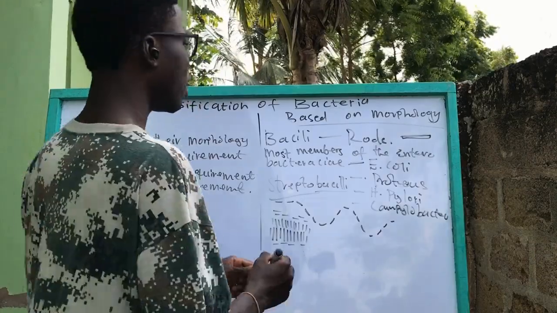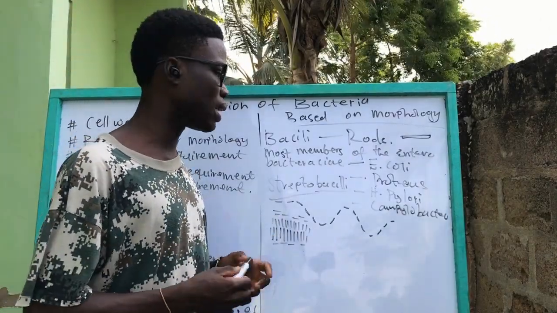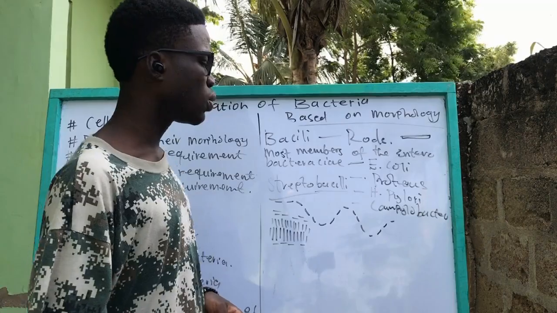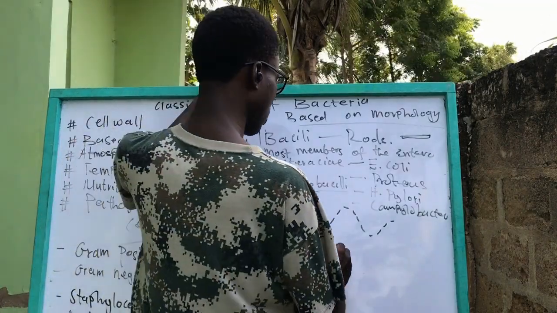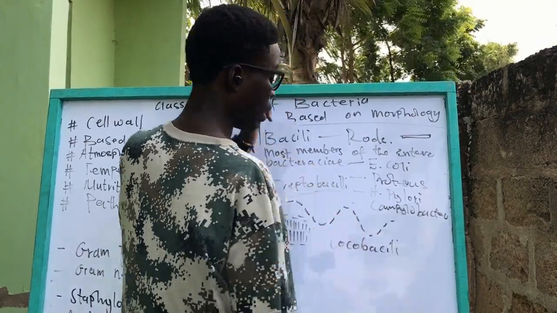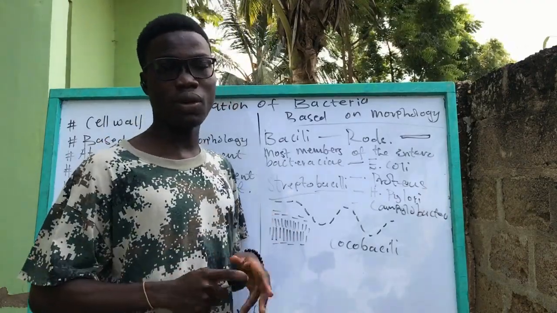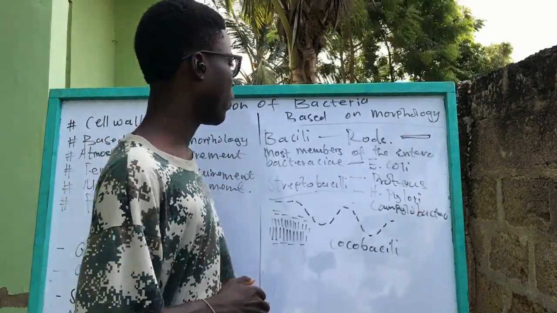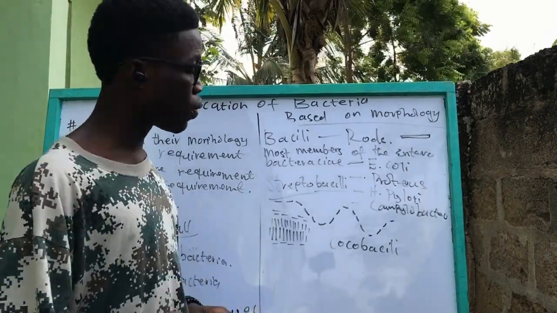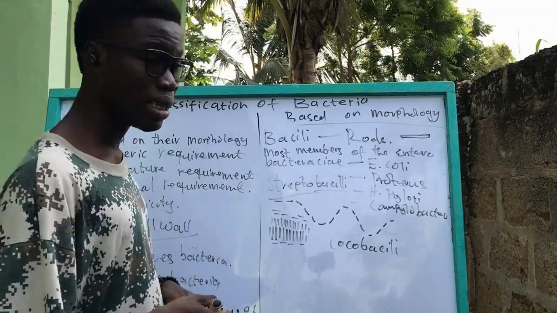Then we have a short curved form of the bacilli. It's like a coccus and it's like a bacillus. Those are called cocobacilli. They are short, curvy forms of the bacilli. So those are the cocobacilli as well. That will be for the bacilli.